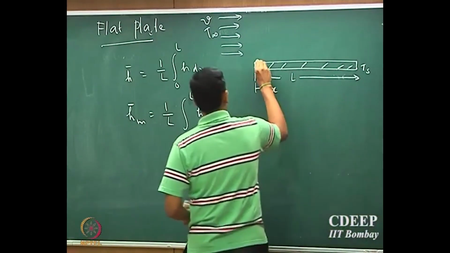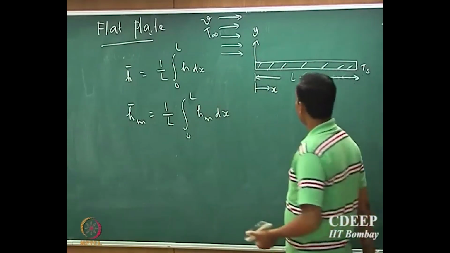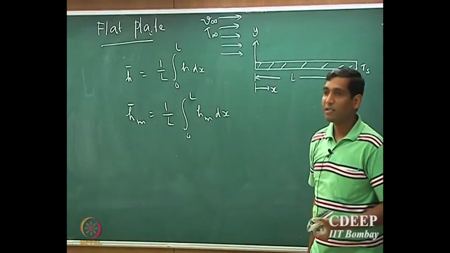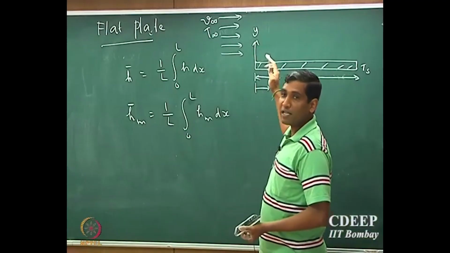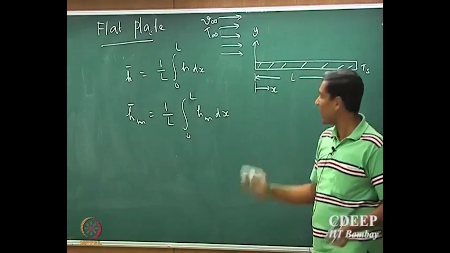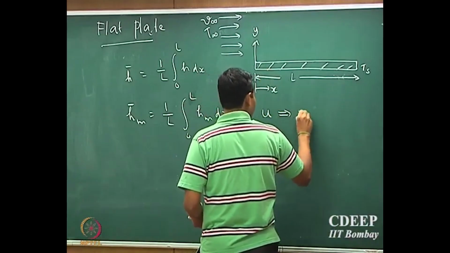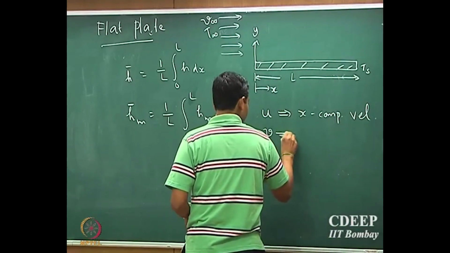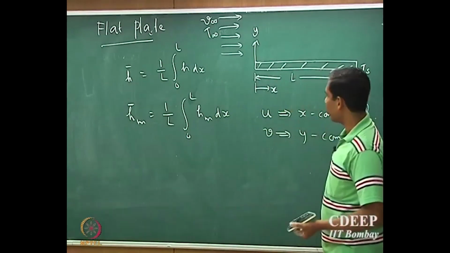So suppose I call this the y direction and this the x direction, and suppose I specify that u or v infinity is the velocity of the free stream fluid, that is, before the fluid actually sees the flat plate. If I assume that it is a flat profile, that is not a bad assumption to make. Then if I say u is the x component velocity and v is the y component velocity, what is u and v at y equal to 0?